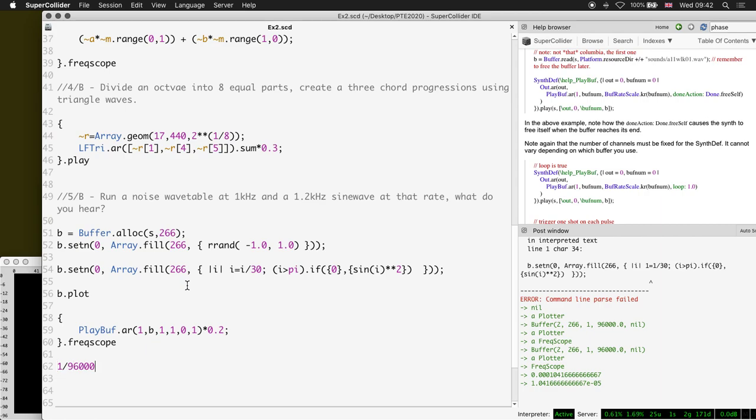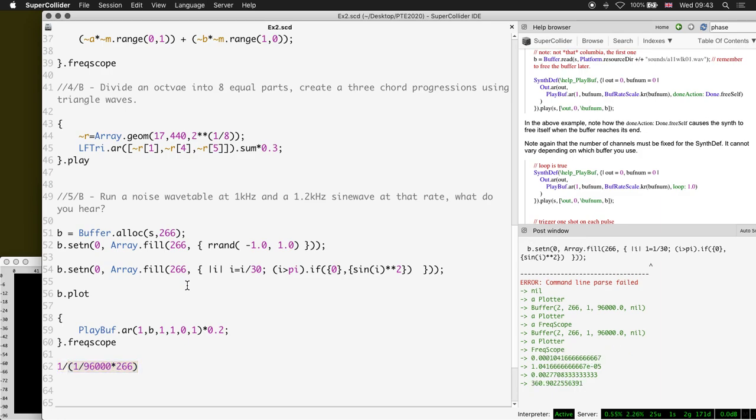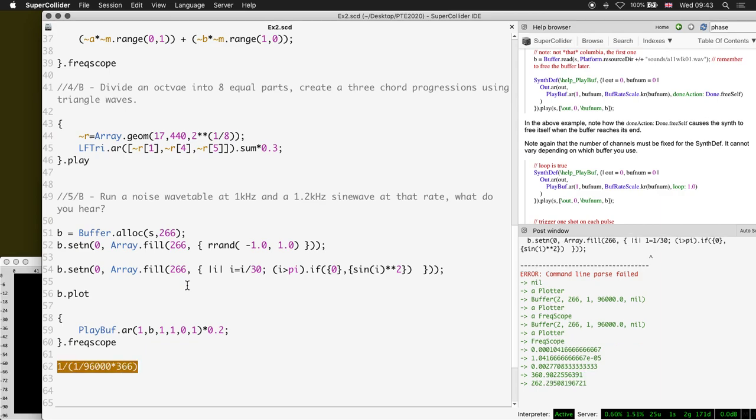Because there is this many in a second. And then if I multiply that by 266, I get the duration of the cycle. And if I do 1 over that, I get the frequency. So that's supposed to be the frequency. Now, if I increase the amount of samples in the buffer, let's say 366, I'm supposed to get a lower frequency. Okay, so with 366 I get 262 Hertz.